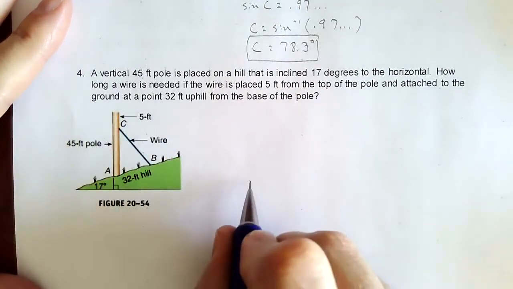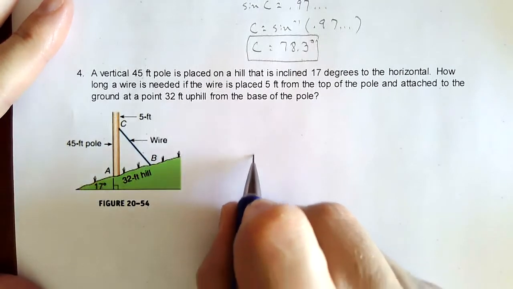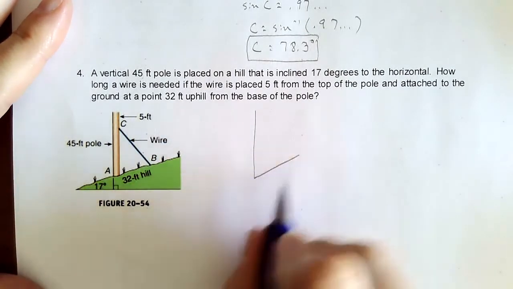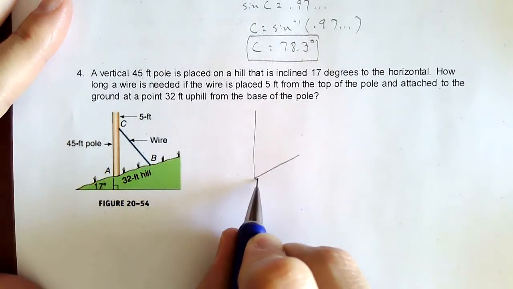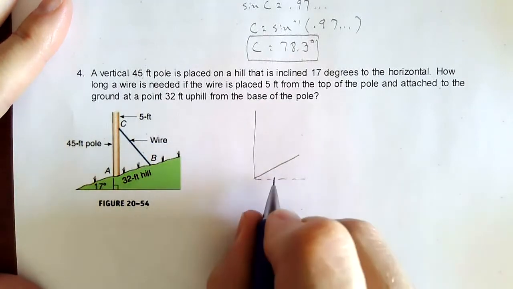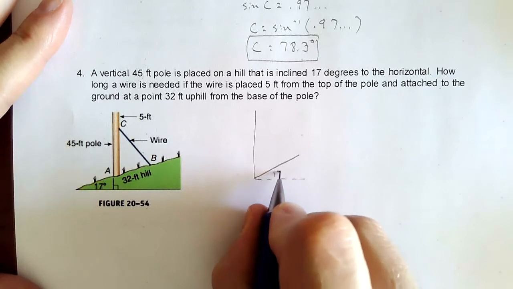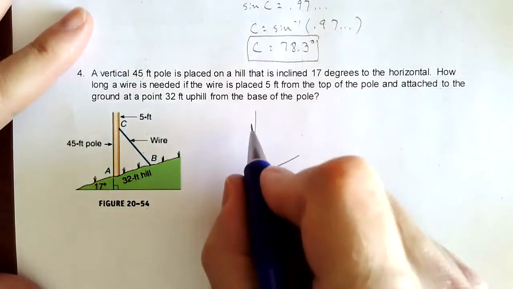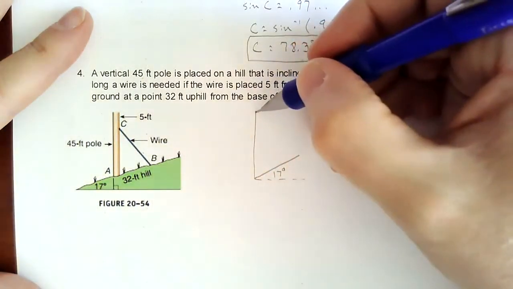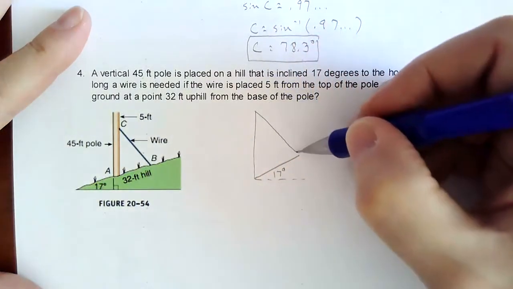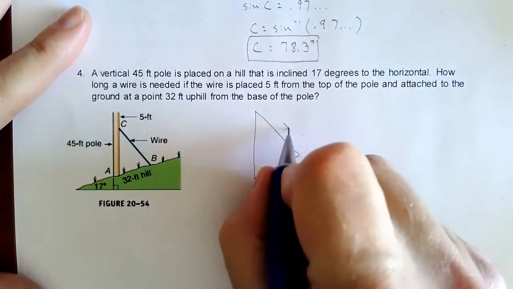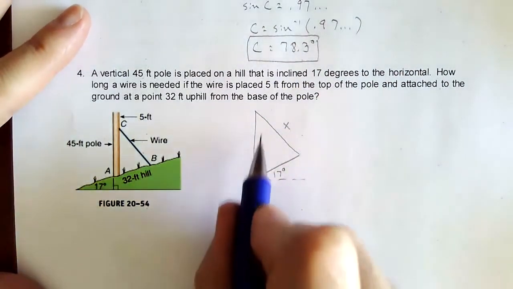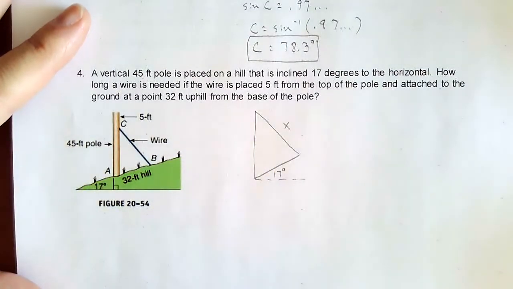So we have this vertical pole. It is on a hill, and that hill is 17 degrees from horizontal. So that's there. And then we have this wire that's attached down like that, and we don't know what that is. And I doubt that that's a 90-degree angle, and those are definitely not 90-degree angles.